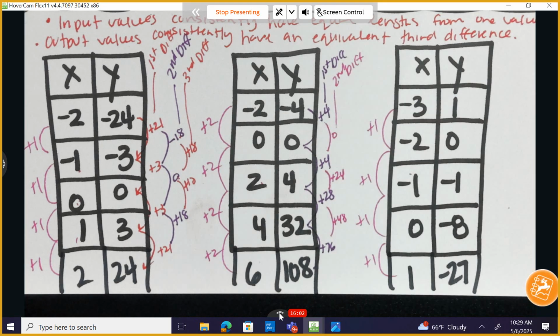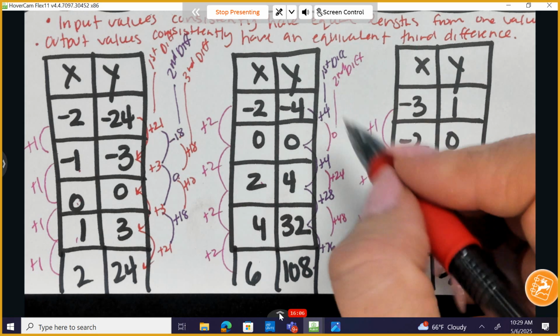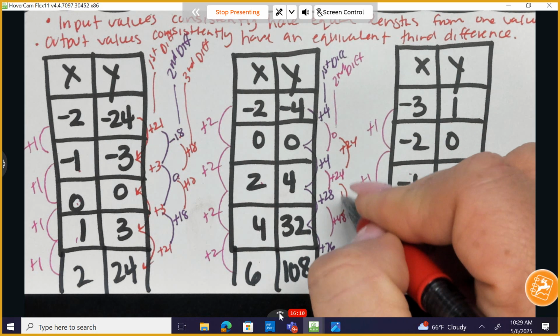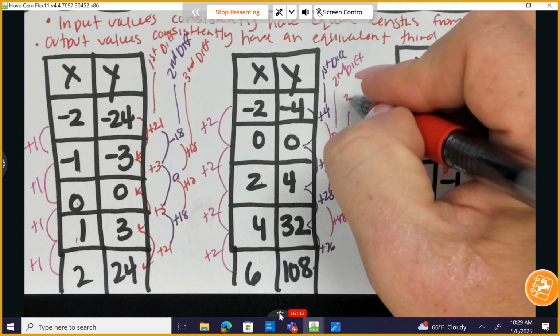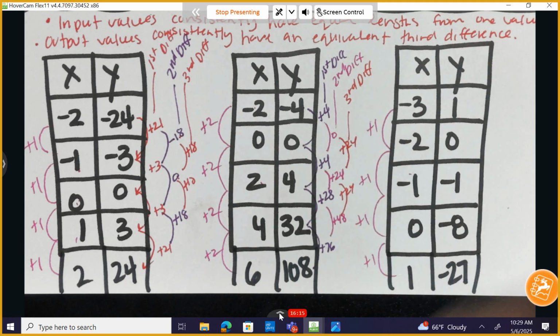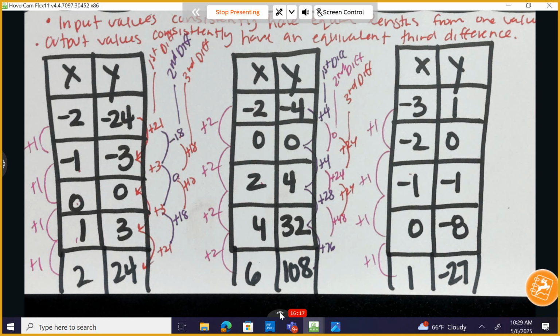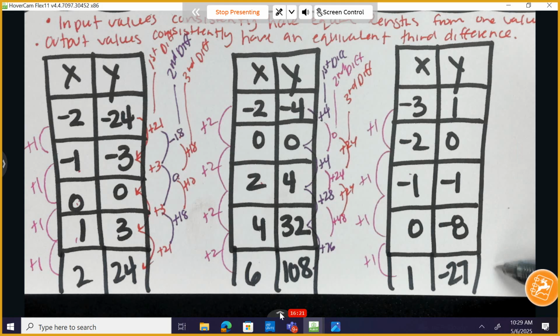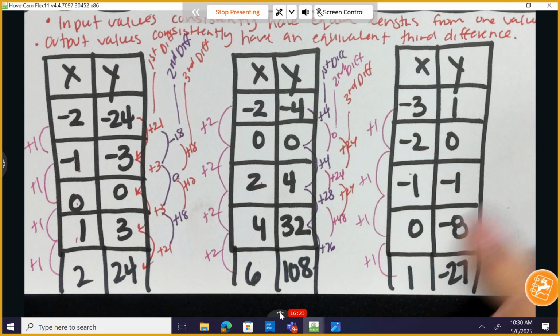How do I know the second difference is not the same? Those aren't the same numbers. Okay, last thing. How do I go from 0 to 24? I add 24. From 24 to 48, I add 24. The third difference is the same. Okay, at this time, you have 1 minute to show your work for the first difference, second difference, and third difference of this last set.